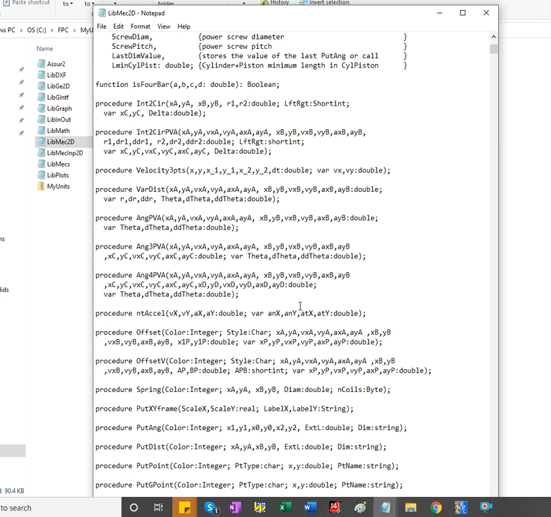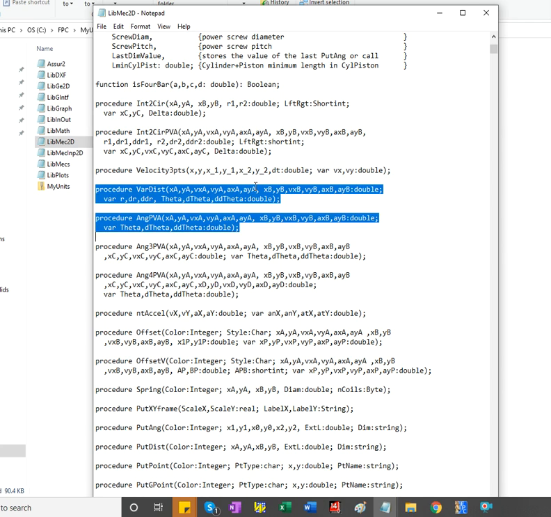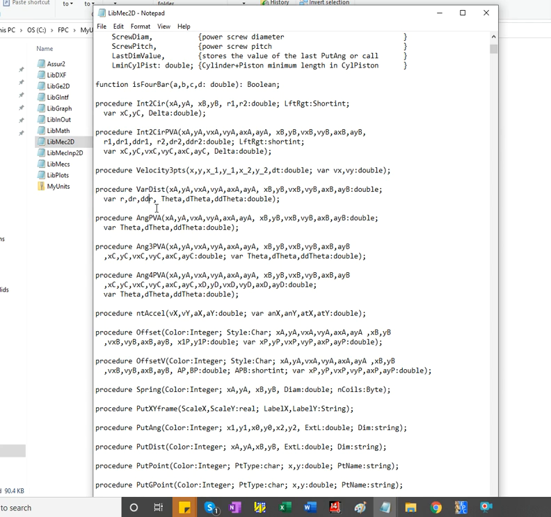It's not in use, but instead of reading the distance as returned by put distance, or the angle as returned by put angle, you have these two subroutines, and it says variable distance. You give the coordinates of two points, as well as their first and second time derivative, and it returns not just the distance, here I call it r, but also the first and second time derivative of that distance, as well as the angle and its time derivative.